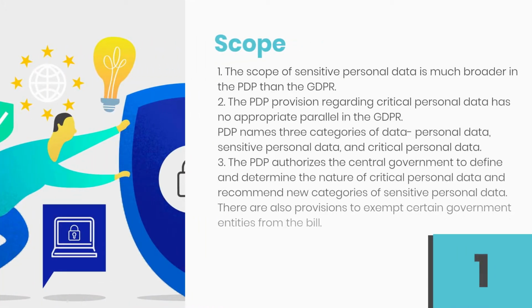Scope. The scope of sensitive personal data is much broader in the PDP than the GDPR. The PDP provision regarding critical personal data has no appropriate parallel in the GDPR. PDP names three categories of data: personal data, sensitive personal data, and critical personal data. The PDP authorizes the central government to define and determine the nature of critical personal data and recommend new categories of sensitive personal data. There are also provisions to exempt certain government entities from the bill.